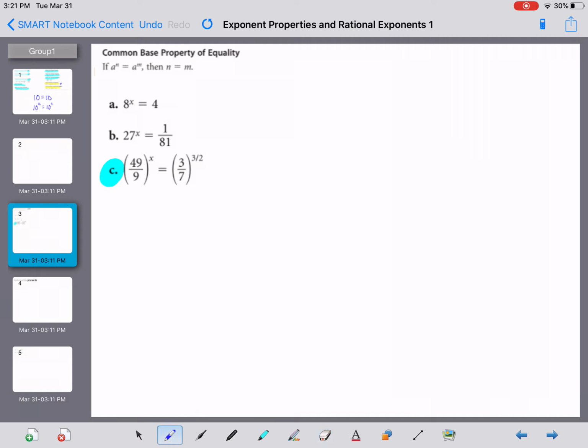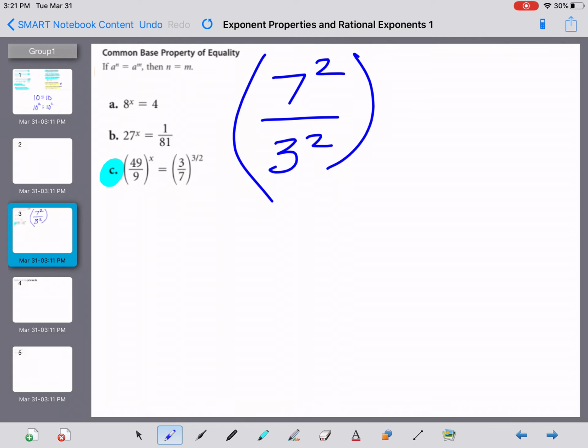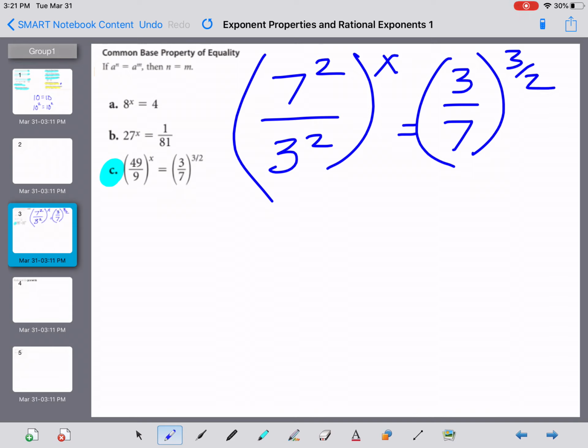So hopefully you saw that I got a base of, this would be 7 squared, 3 squared, which is nice. All that to the x. And then 3/7. Here's the problem, obviously, is that the bases are flip-flop, so they're not quite the same. But I can make them the same. How can I do that?